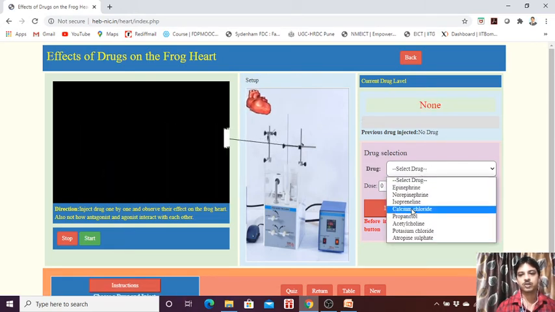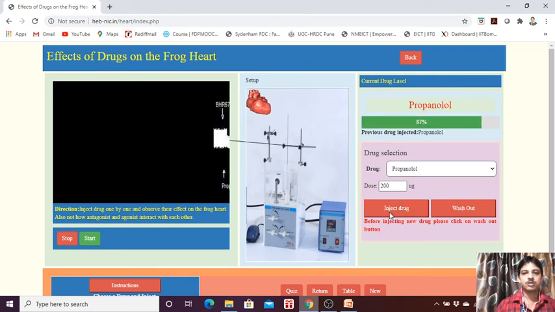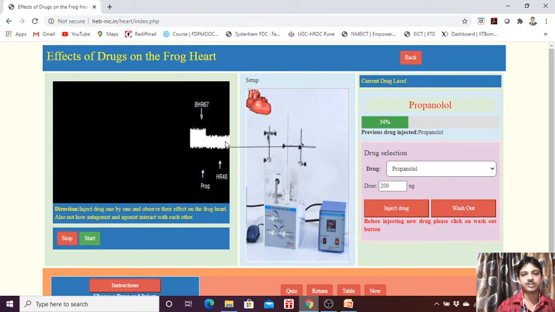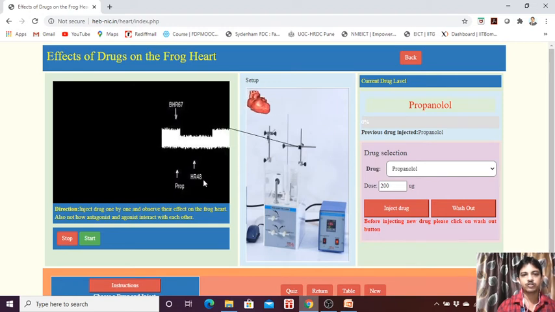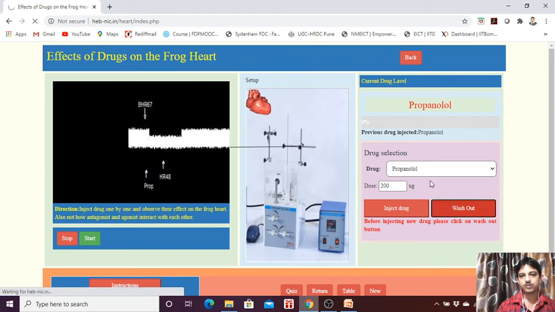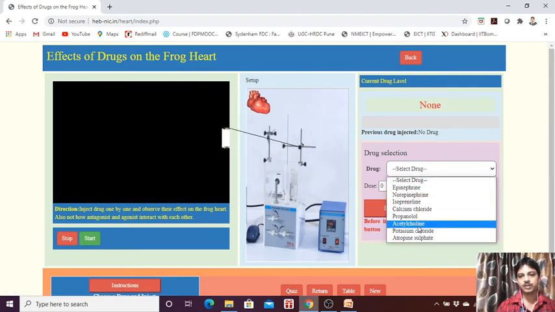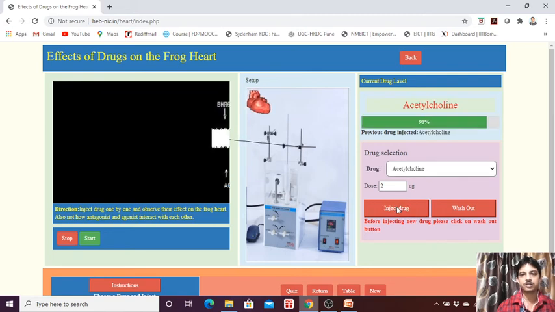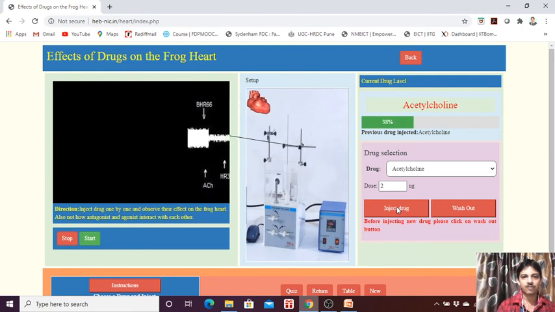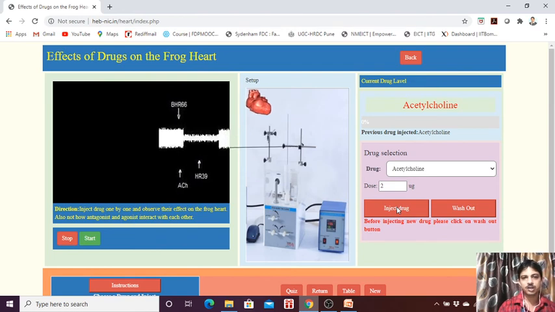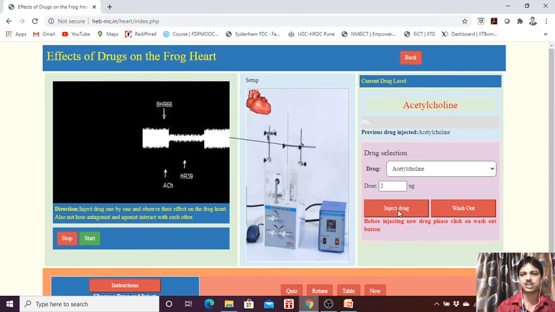Next washout, then try propranolol. With propranolol, the contraction is reduced, and the heart rate is also reduced. Again washout, try acetylcholine, inject the drug. Now what happened here? The contraction is reduced and the heart rate is reduced. But there is no change in the tone.